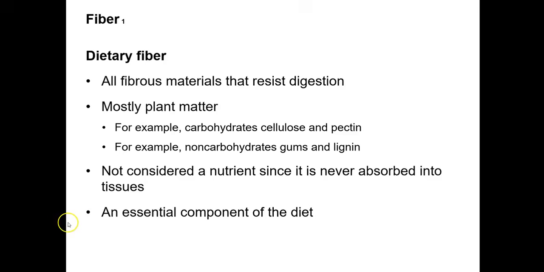Now let's take a look at fiber. So dietary fiber is fibrous material that resists digestion. We cannot fully digest fiber. Examples of this would be complex carbohydrates found in plants, like cellulose, or other types of non-carbohydrates that are, again, typically going to be found in plant matter. We are not able to fully digest or process these complex carbohydrates, and so we have to rely on bacteria in our colon or large intestine to process them.